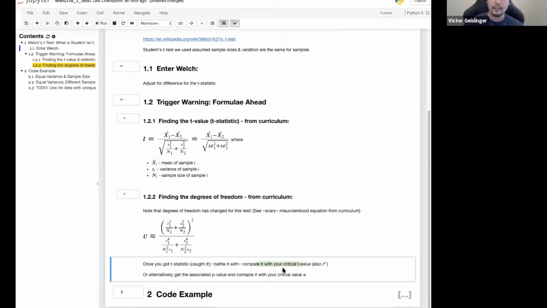So the way I kind of imagine this, like I have a little note here, battle it with, it's like your t-statistic is fighting against your critical value. So your critical value basically is like, all right, this is how much weirdness I'm allowed to accept. And our t-statistic is like, this is how weird my sample is. And you say, okay, how weird is my sample versus how weird am I willing to accept? Or that would be our p-value versus our alpha value.